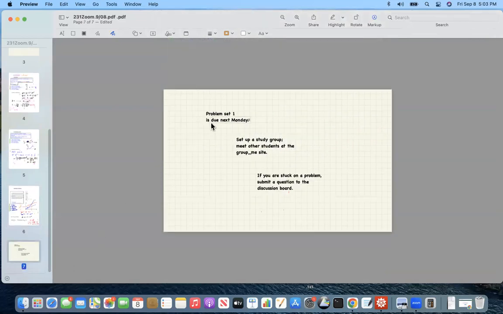So the problem set corresponding to one-dimensional kinematics is due Monday. You should have a study group. Meet some other students in the class. Maybe you know some other students in the class. Maybe they're living in the same dorm or something like that, or they have the same major. Set up a study group and discuss the problems with other students. And if you get stuck on a problem and you don't know how to proceed, formulate a question and write the question on the discussion board. Hopefully somebody will answer your question and get you unstuck.